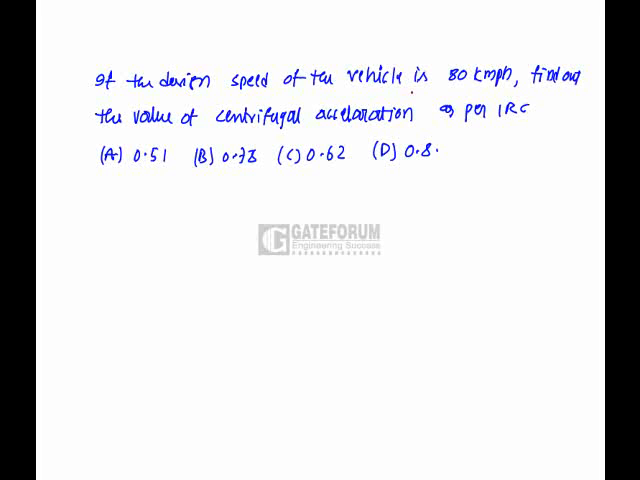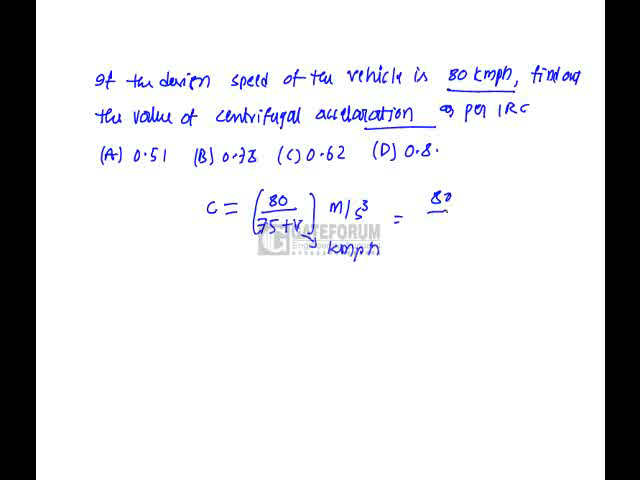If the design speed of the vehicle is given as 80 kmph, find out the value of centrifugal acceleration as per IRC. Centrifugal acceleration is equal to, as per IRC, 80 by 75 plus V meters per second square, where V is velocity in kmph. It is equal to 80 by 75 plus 80, that implies 0.51 centrifugal acceleration. So option A is correct.